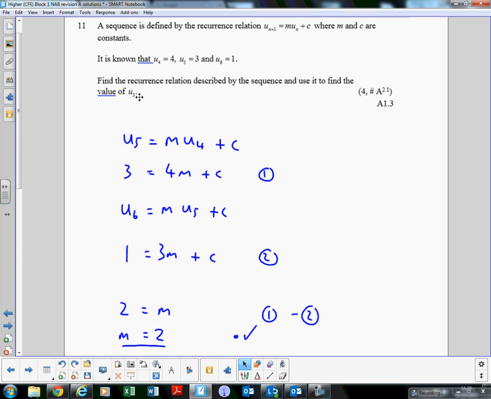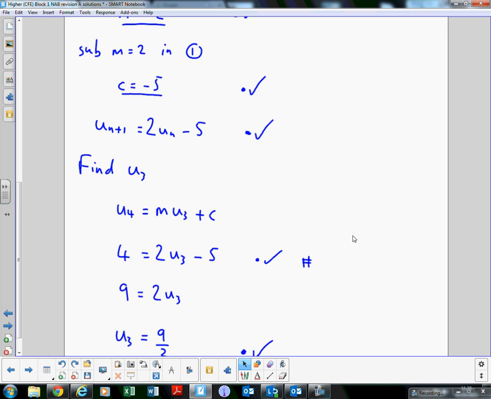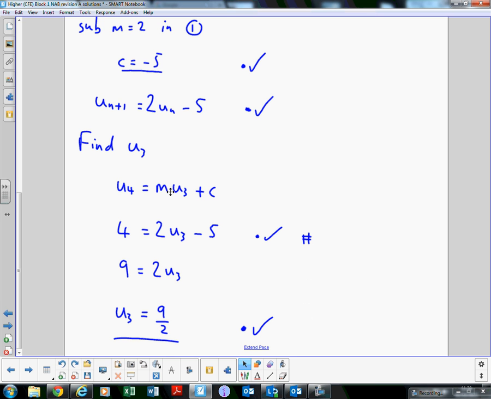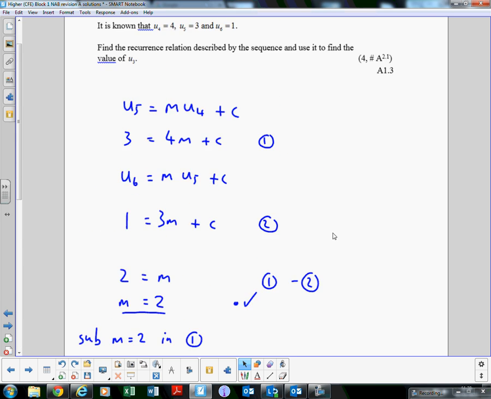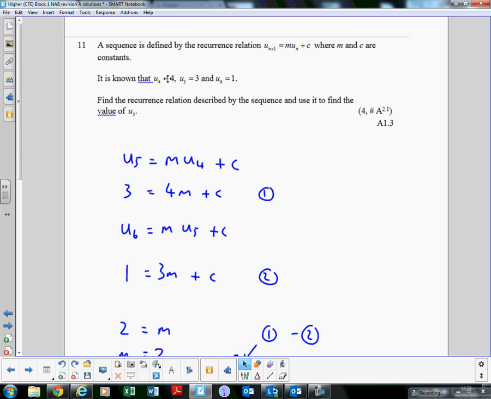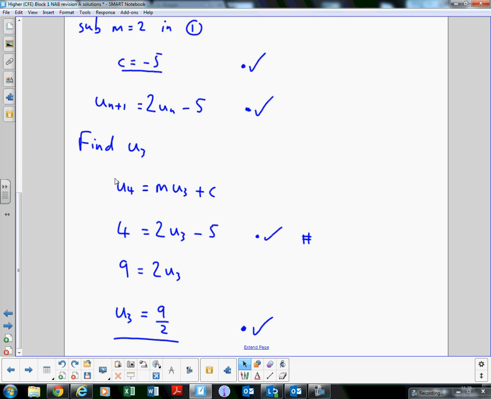And then the second part, find the recurrence relation described by the sequence and use it to find the value of u3. Well, actually, I've already done this bit. So use it to find u3. Well, u3 is related to u4 and u2. I don't know what u2 is, but I do know what u4 is. So I can use the fact that u4 will be 2u3 minus 5.